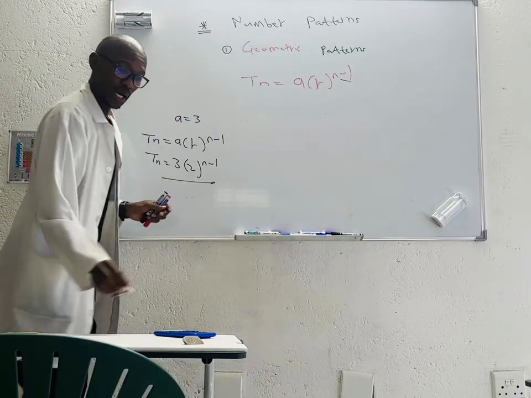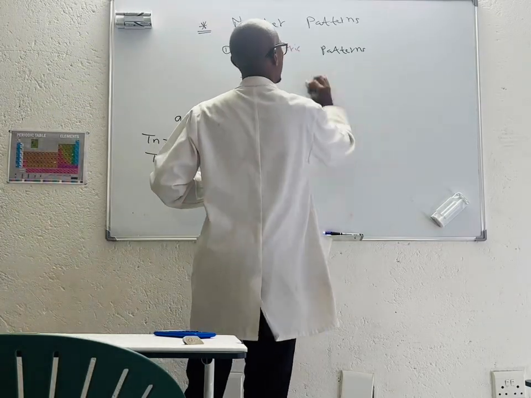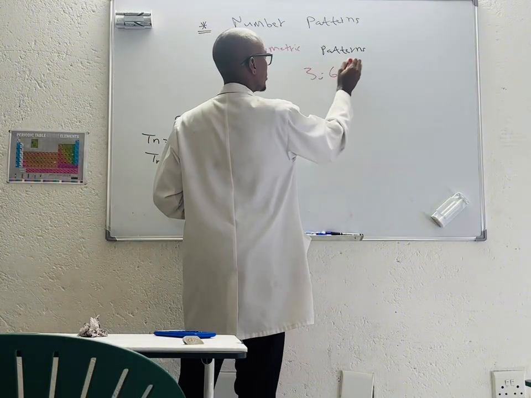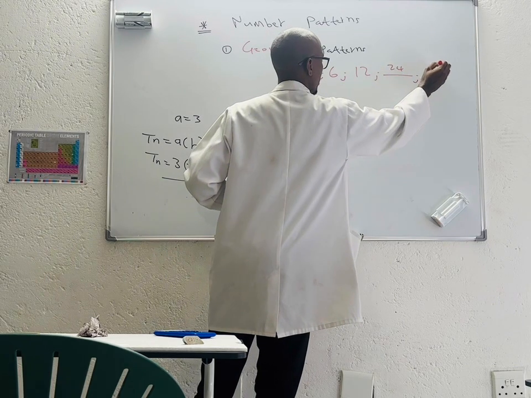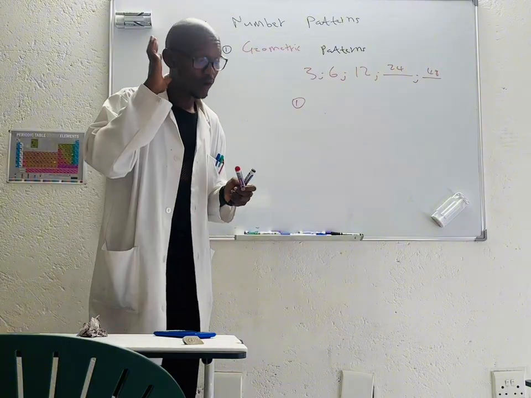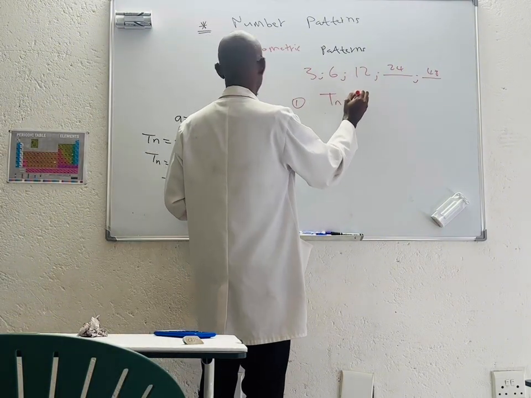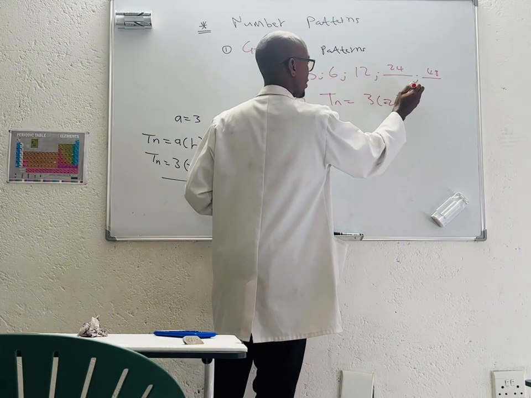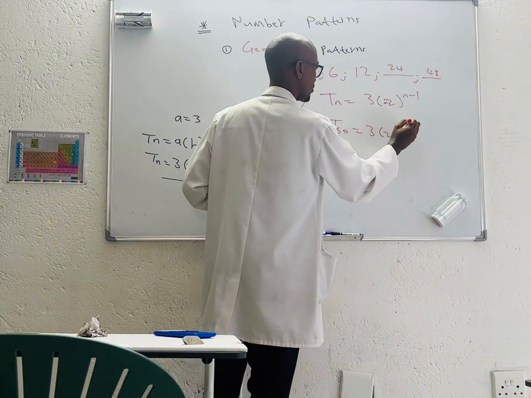Alright, our formula is still here. Check it out. So I'm having the 3, 6, 12, and then here I'm having 24 and 48. They can say to us, determine the 50th term of the sequence. Now you're going to say Tn equals 3 into 2 to the power n minus 1, and then T50 equals 3 into 2 to the power 50 minus 1.